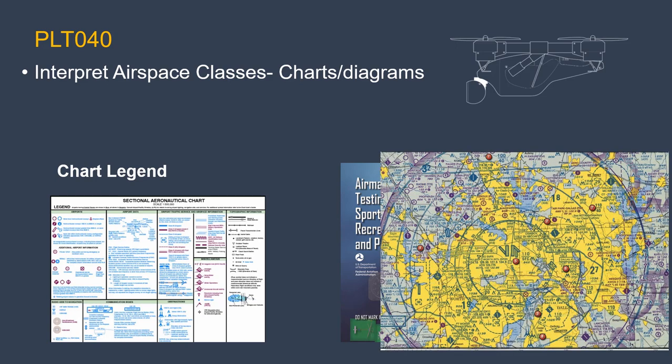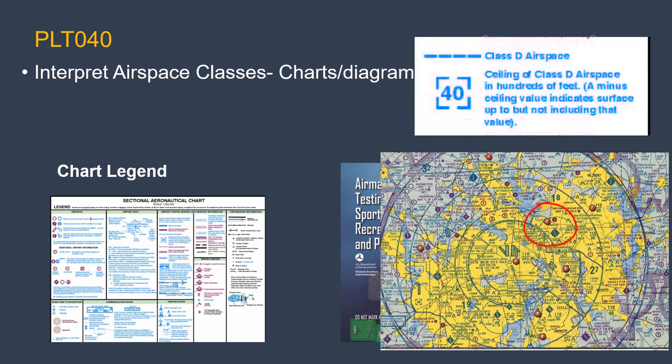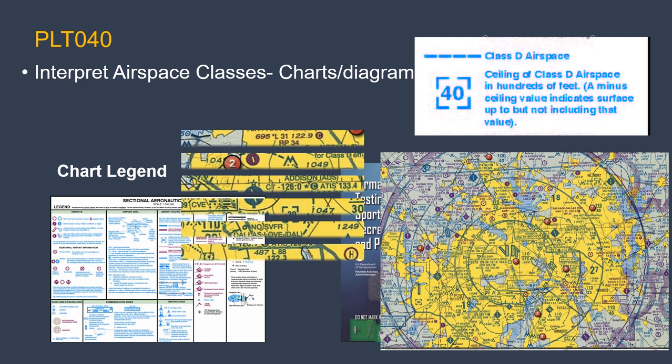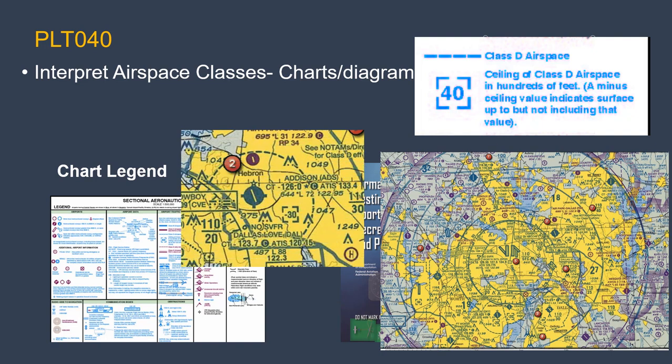So when we see a complicated map like this with overlying shelf areas, we can use the legend to figure out, for example, the area with the red dot number 2 is inside a dashed blue line, which means Addison, near the town of Hebron, is in Class D airspace, and the space above it is Class B airspace at 11,000 feet.